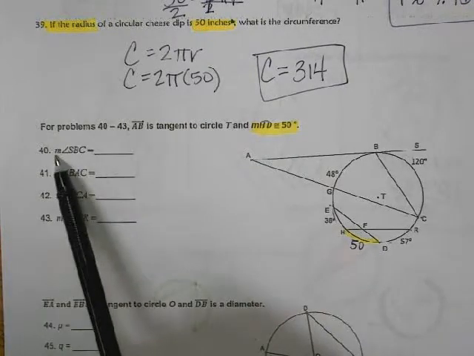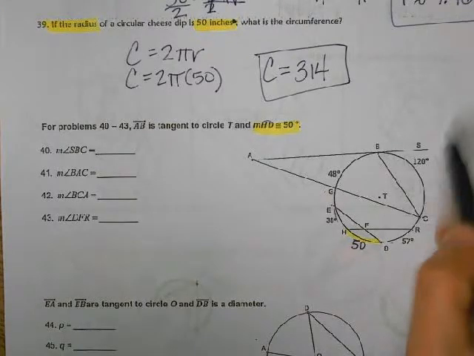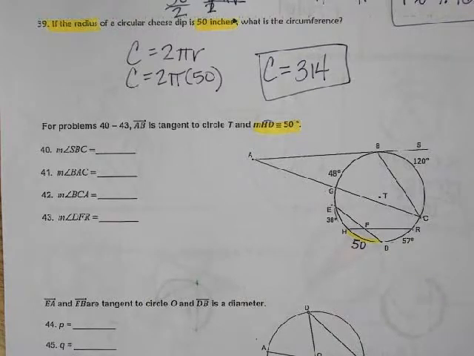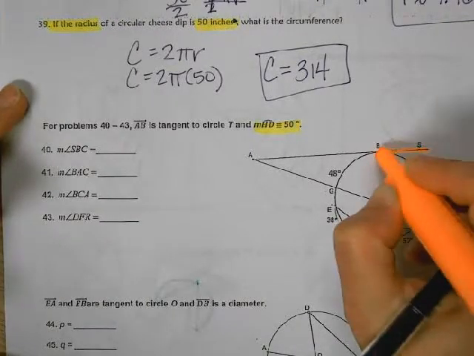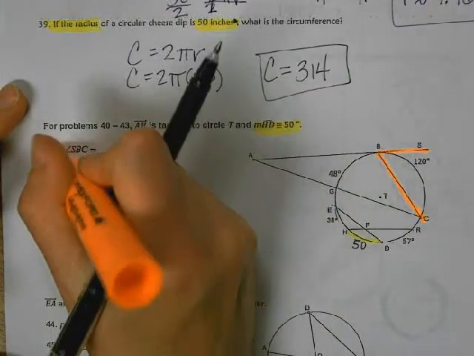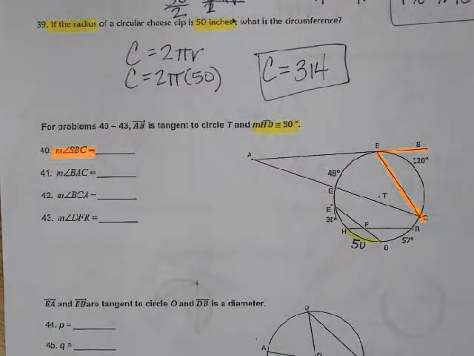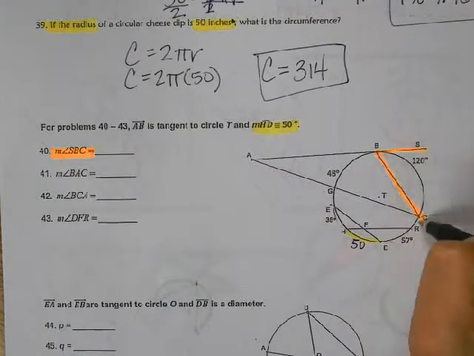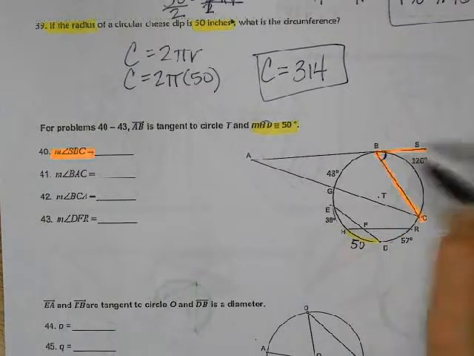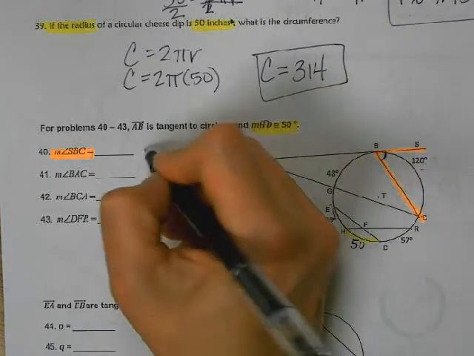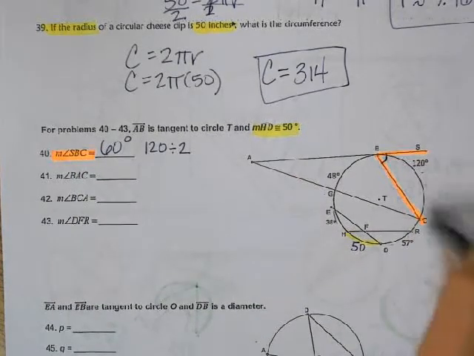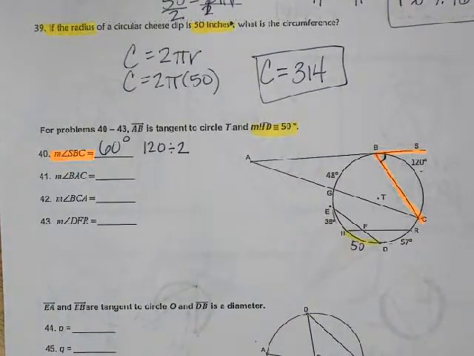So let's look at the first one. It says the measure of angle SBC. So SBC is right here. I'm going to highlight it orange, since there are several things going on in this problem, and I want to make sure we can refer back to them. Alright, so if I have a tangent and a chord, then this angle right here is going to be half of this outside arc. So this is 120 divided by 2. Whatever the outside arc is, you're going to divide it by 2 to get your answer.